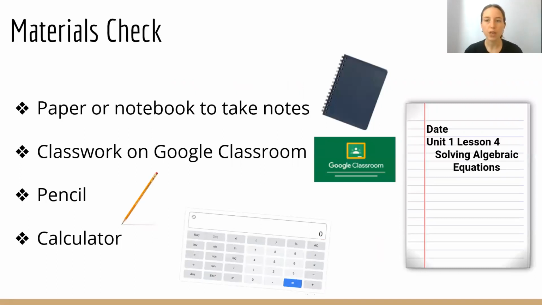So a quick materials check, make sure you're set up for today. You should have a piece of paper or notebook to take notes in, your classwork on Google Classrooms, your pencil, and then a calculator. Then set up your notebook to make sure that it matches what you have here, which is the date, Unit 1, Lesson 4, and then the lesson title, which is Solving Algebraic Equations. Take 30 seconds to set yourself up for class.